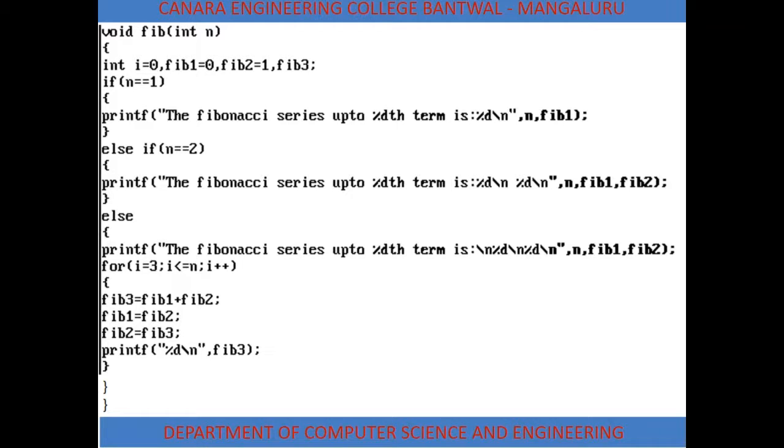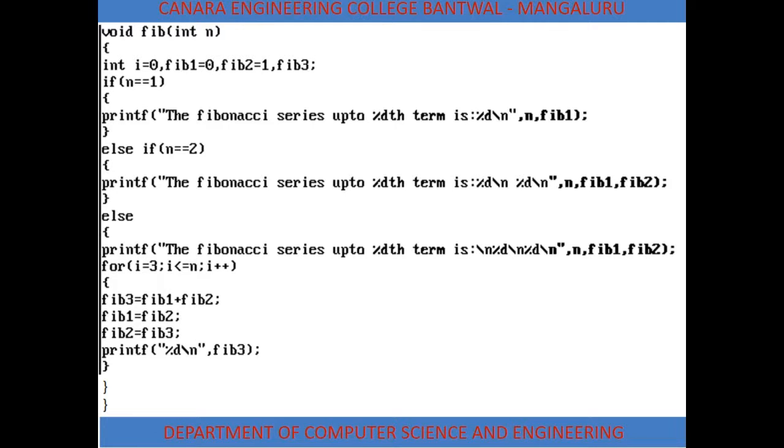4 now. 4 is less than or equal to 5, condition is true. So control will come inside the for loop. Now fib3 equal to fib1 plus fib2. So now fib1 value is now 1 and fib2 value is also 1. So 1 plus 1, that is 2. So that will be stored in fib3.